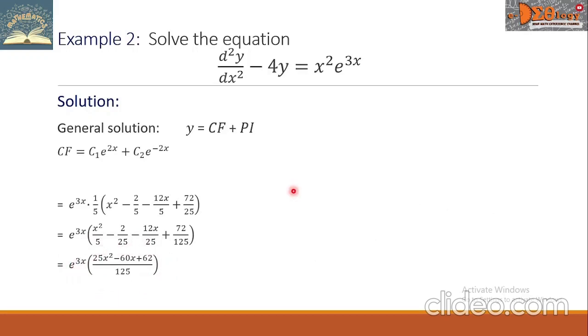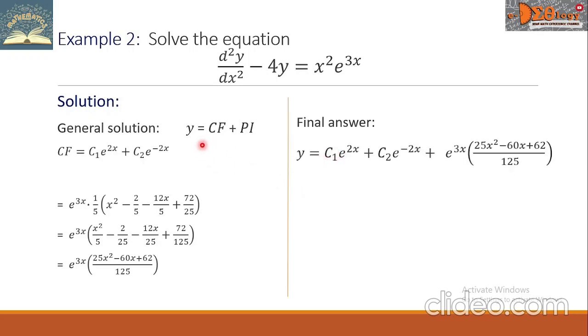So now we write the final answer. We will just put together the CF plus the PI. So y equals the value of CF we will copy here plus the value of PI is now in here.